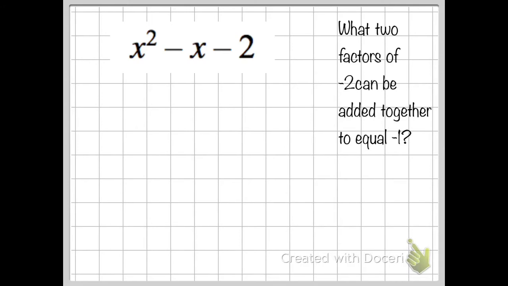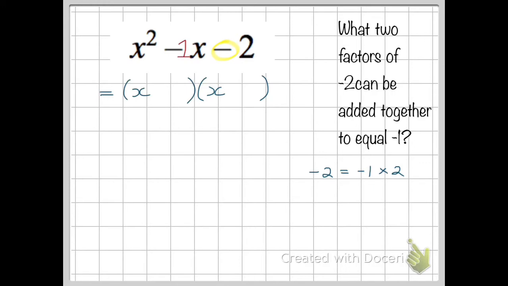The third example has two negative numbers in the expression. So the question is, for this example, what two factors of negative 2 can be added together to equal negative 1? So we start the same way. The only way you can get x squared is by multiplying x by x. And we now look at this negative sign. Now if we're going to get a negative number by multiplying two factors, then one factor must be positive and the other must be negative. Don't forget that the negative x is actually negative 1x. So we want to see what two factors of negative 2 will add together to equal negative 1.